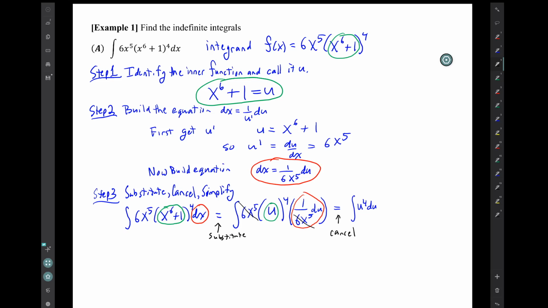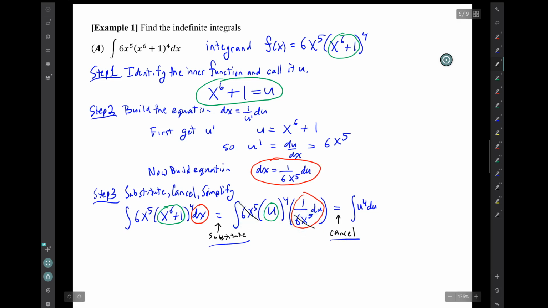So there I've substituted. Notice that I used this green circled equation to make this green substitution. And I used this red circled equation to make this red substitution. So that's my substitute part. Then the cancel part. I was able to cancel this 6x to the fifth with this 6x to the fifth.